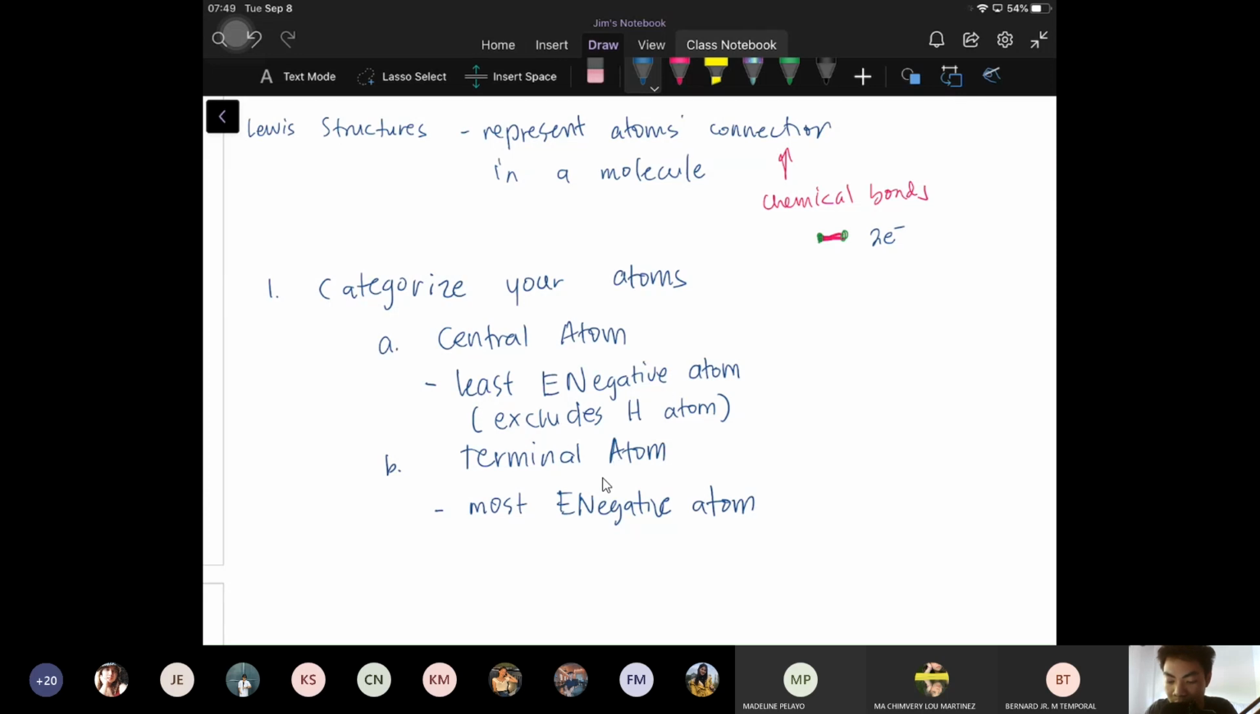Okay? So, this time, si hydrogen, pwede siyang gawing terminal atom, no? Kasi hindi siya pwede kabitan ng iba. So, siya na lang yung kakabit. So, ganun yung idea. Central atom, this is the least electronegative atom. Terminal atom, this is the most electronegative atom. Once you are able to characterize your atoms, you can draw the skeleton, no?